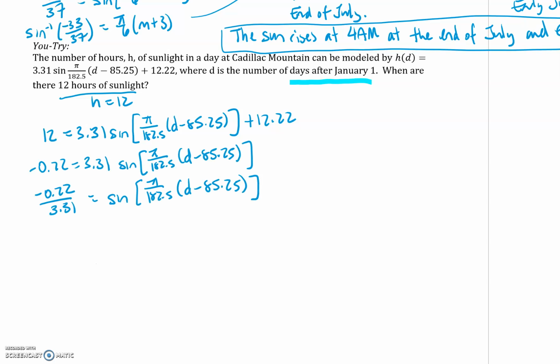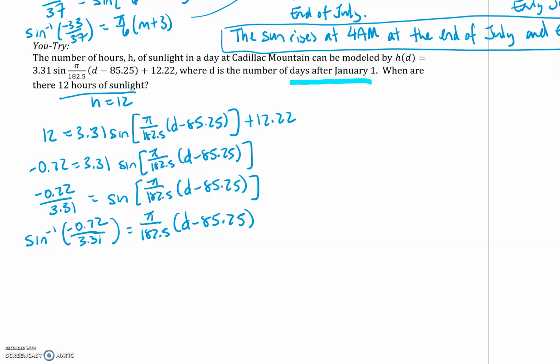All right, so if you want to go over those steps again, feel free to rewind or go back, because I explained that in the solving process earlier, but it's just basically getting sine by itself. And remember, if you want to simplify this fraction, negative 0.22 over 3.31, you totally can, but because I'm going to put that in my calculator anyway, I'm not going to bother, because it's not my final answer. So once we get here, remember, we want to do the inverse of sine. So we're going to do inverse sine of negative 0.22 over 3.31 equals pi over 182.5 times d minus 85.25.